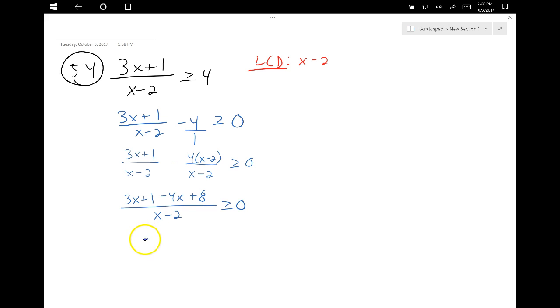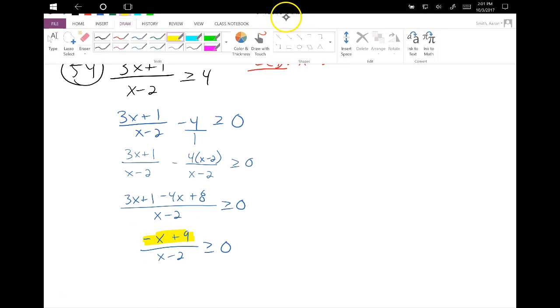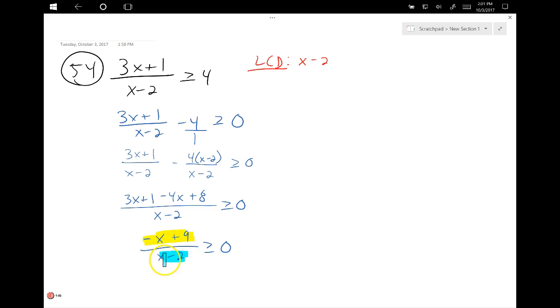If I combine my like terms here, I get negative x plus 9 over x minus 2 greater than or equal to 0. So I've gotten it to where I have one fraction on the left and a 0 on the right side. Now to get our key numbers, remember we find the zeros of the numerator and the zeros of the denominator. So I set the numerator equal to 0, and when I do that I get that x equals 9. And I set the denominator equal to 0 and solve for x. And when I do that, I get x equals 2.